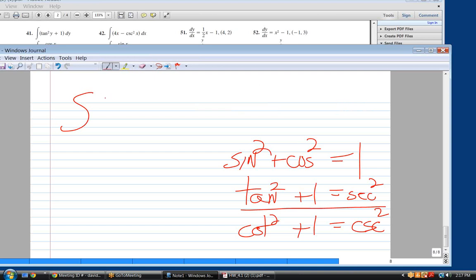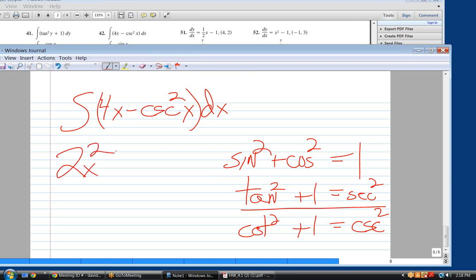And the next one. 4x minus cosecant squared x dx. So we would get 2x squared plus cotangent. Good.